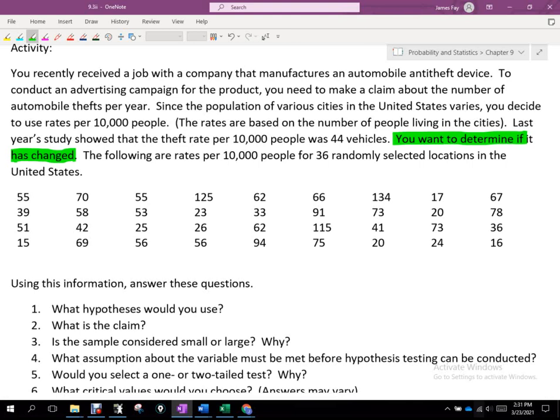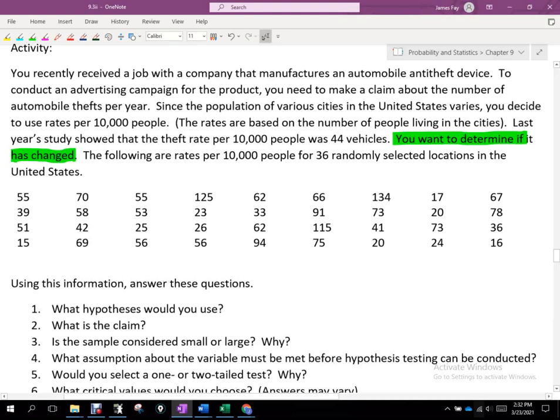Okay? When it talks about like 44 vehicles being stolen for 10,000 people, so if you have a city that's 10,000 people, then 44 vehicles on average are getting stolen that year. If you have a city that's 20,000 in population, then the idea is that you have 88 cars or 88 vehicles in that population being stolen that year.